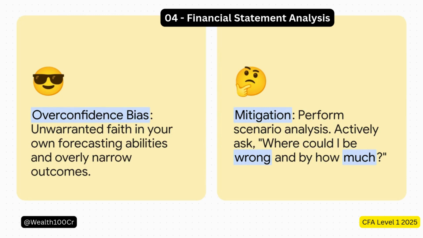So what's the fix? You've got to build in some structured humility. Run multiple scenarios. Don't just have one answer. Build a base case, an optimistic upside case, and a pessimistic downside case. This forces you to ask that critical question, where could I be wrong and by how much?